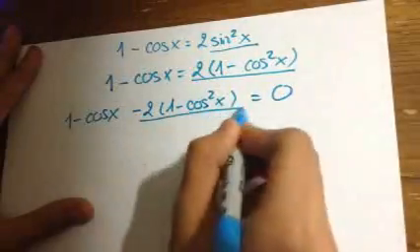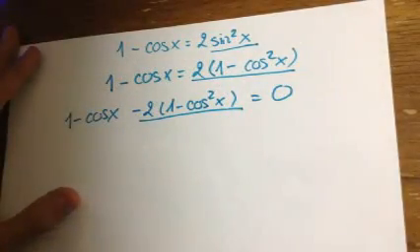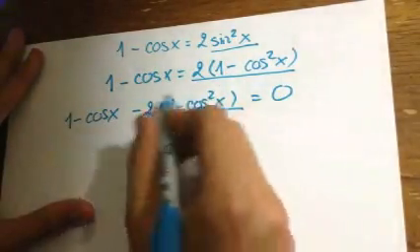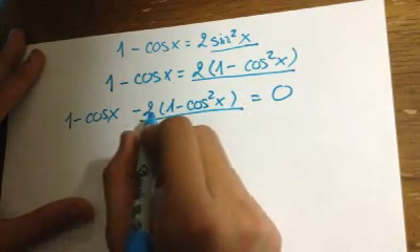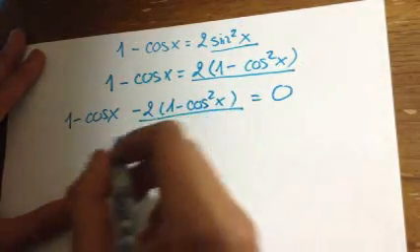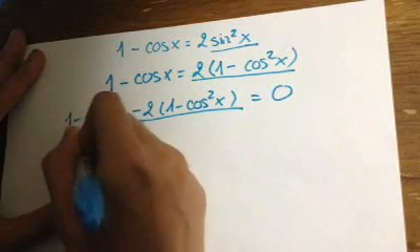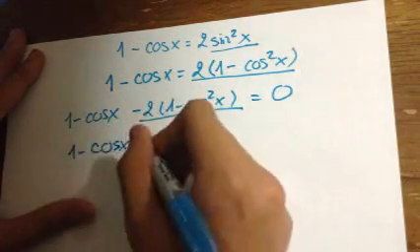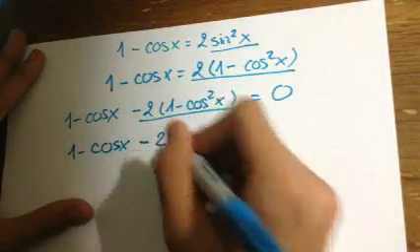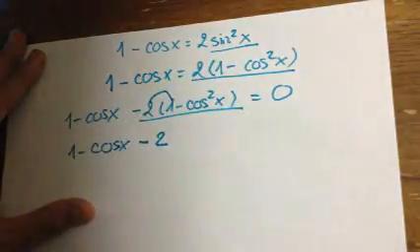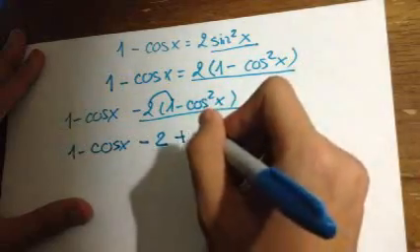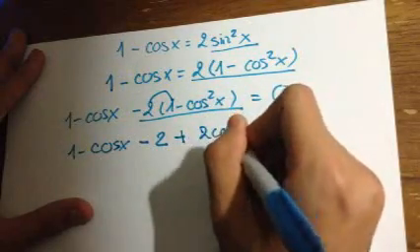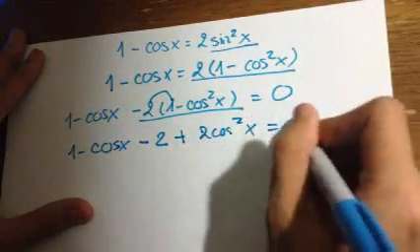Now we can multiply out the minus 2 times 1 minus cosine square of x. So we have 1 minus cosine of x, minus 2, plus 2 cosine square of x equal to 0.